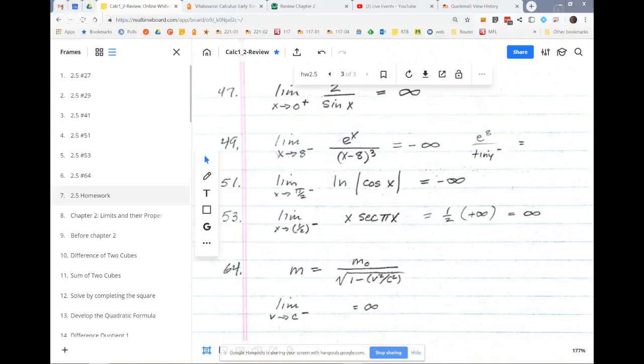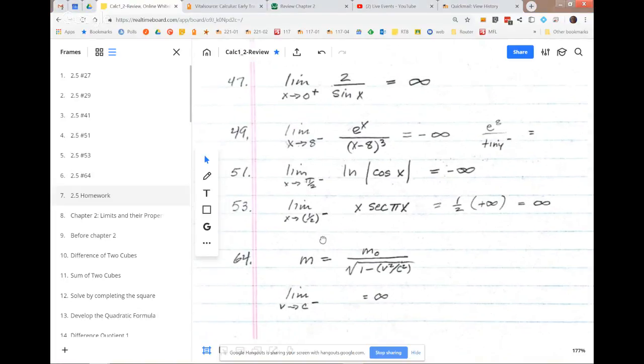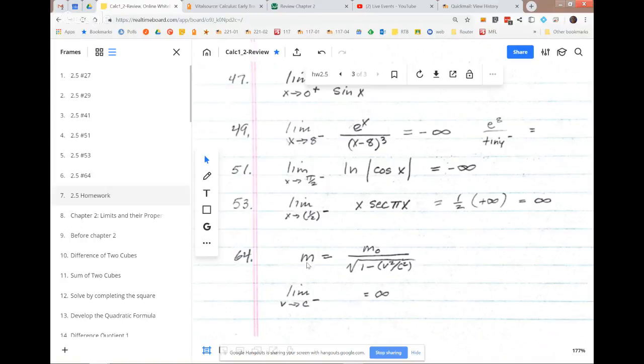Could we go through 51 and 53, please? Sure. Okay, 51 on the screen. You're supposed to take the limit of the natural log of the absolute value of the cosine as x approaches pi over 2 from the left.